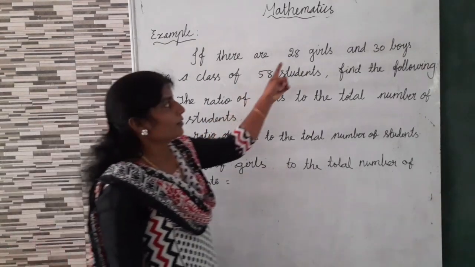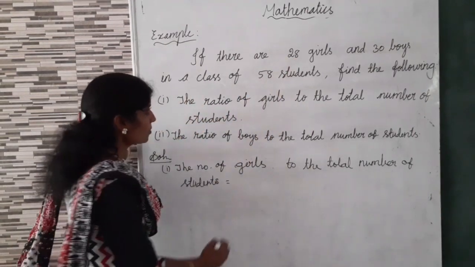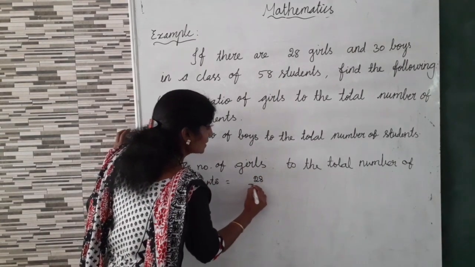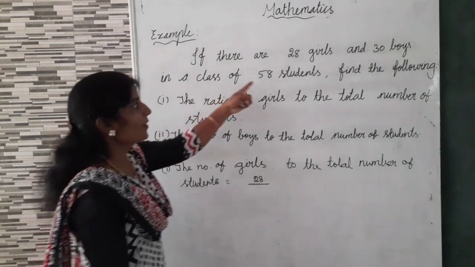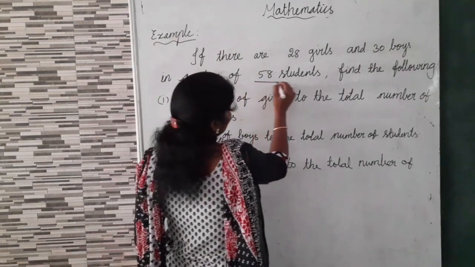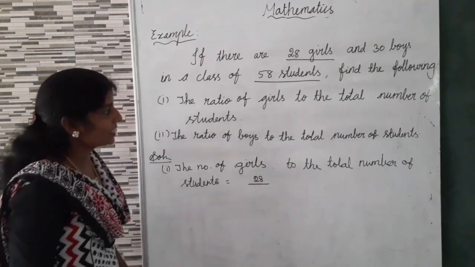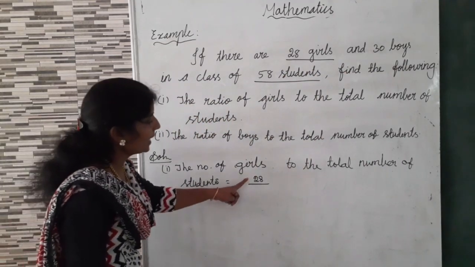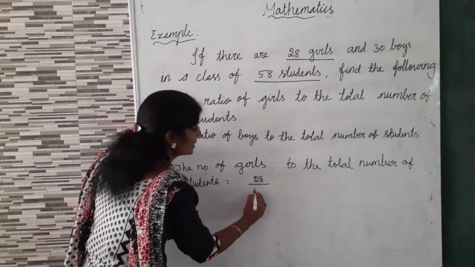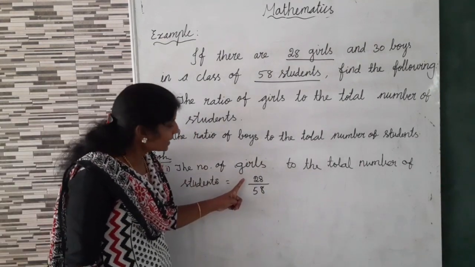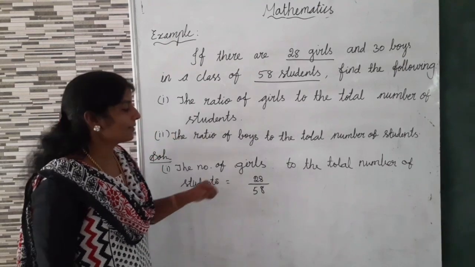How many girls? 28 girls. So we can write in fraction form 28 girls, total number of students 58. Total 58 students, 28 girls. So we can write in fraction form 28 divided by 58. Isn't it? We can write in simplest form.